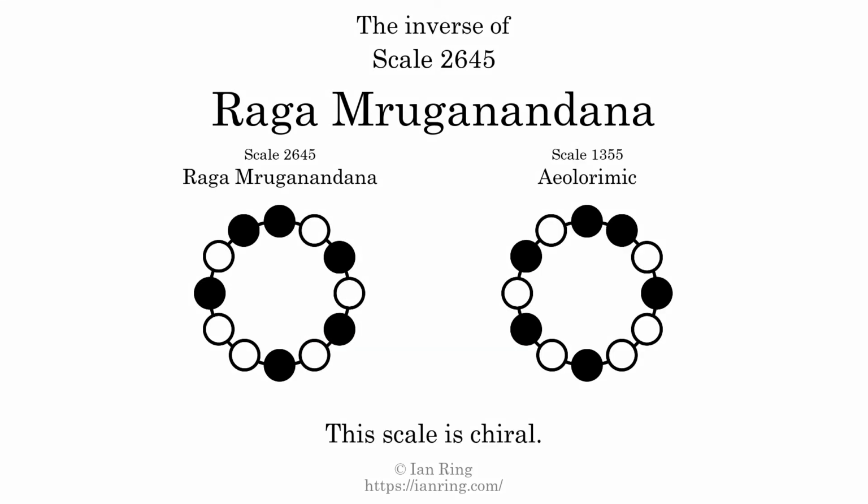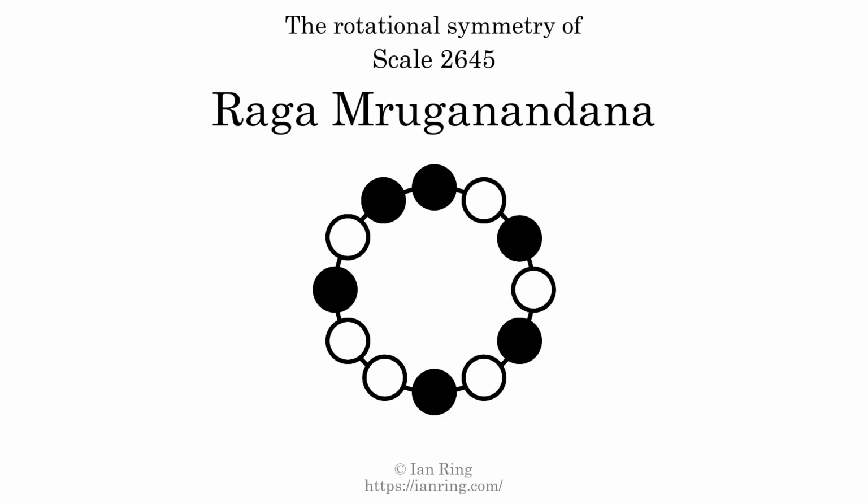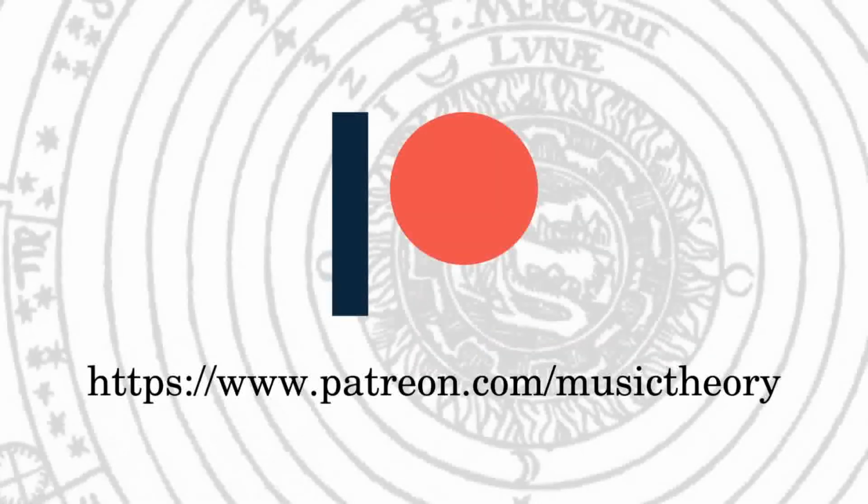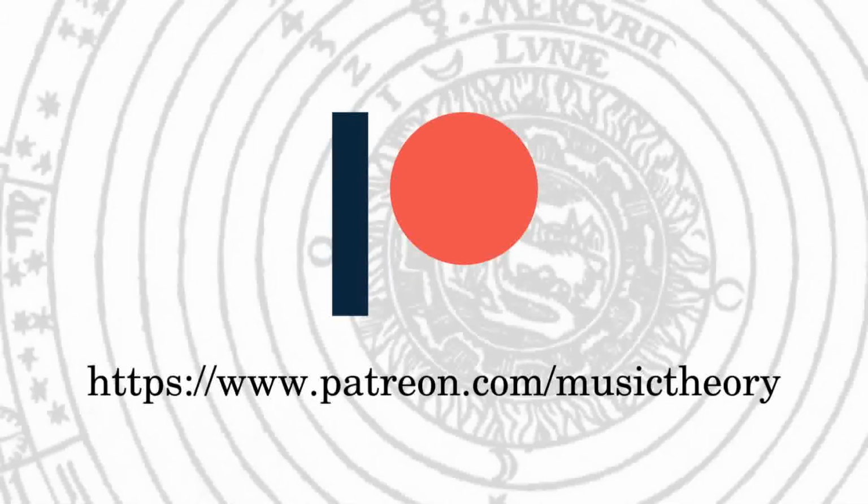The inverse of a scale is a mirror image. It is what you get when the sequence of intervals is reversed. The inverse of this scale is scale 1355, also known as Eulerimic. This scale is chiral. It cannot transform into its inverse by rotational transformation. This scale has no rotational symmetry. For even more detail about this scale, visit ianring.com/musictheory/scales/2645.